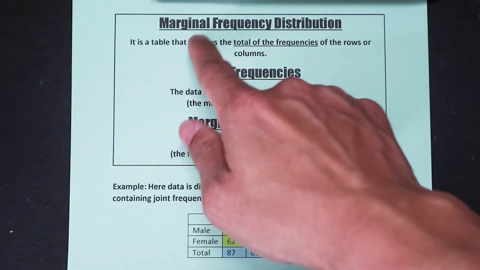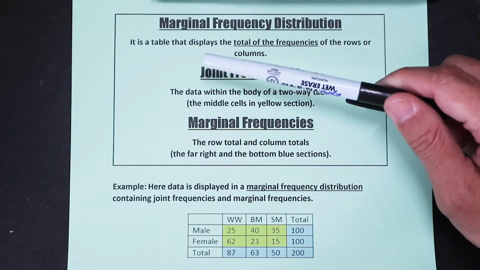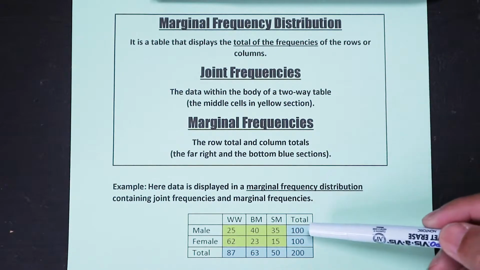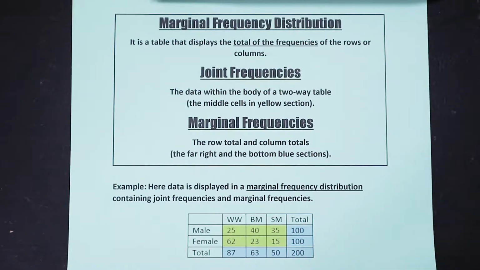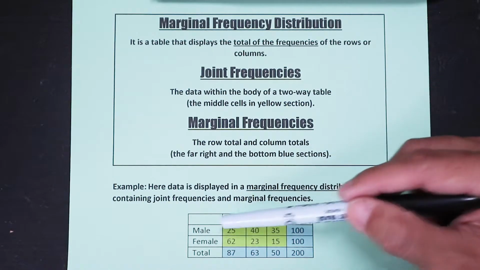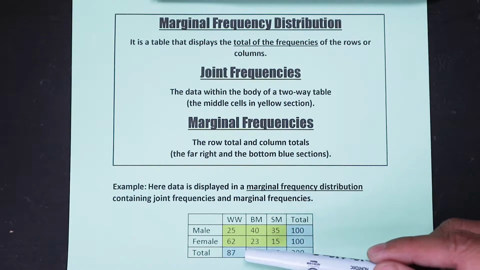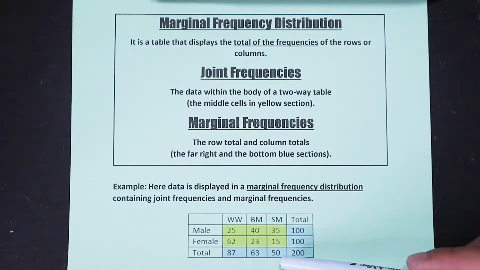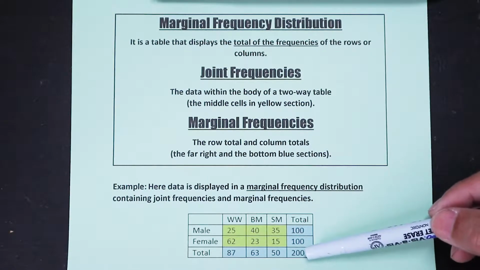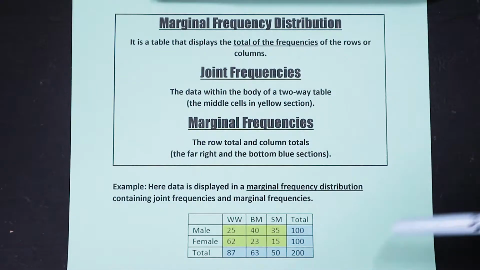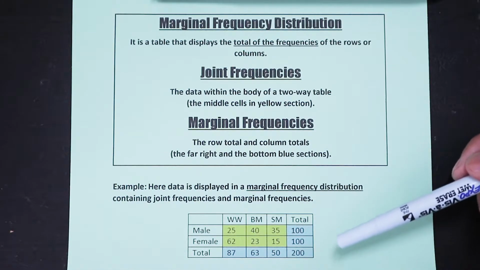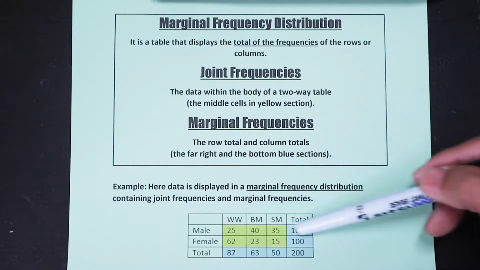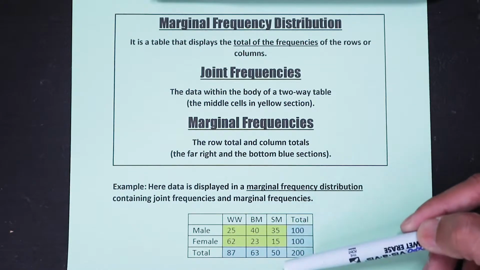There's something called a marginal frequency distribution, which is a table that displays the total of the frequencies of the rows or columns. We call these the marginal frequencies just because they are the total of the male, that's the total of the female, that's the total of the people who like Wonder Woman, that's the total of the people who like Batman, and that's the total of the people who like Superman. And there are 200 people overall in this sample. So these blue parts, we call marginal frequencies because they are the total of the entire row, which is these two, or the entire column, which is these three.